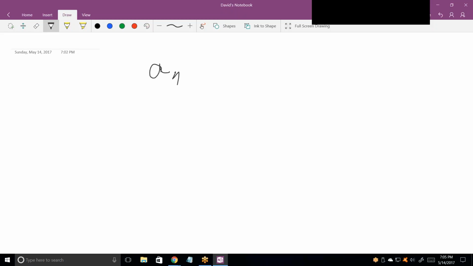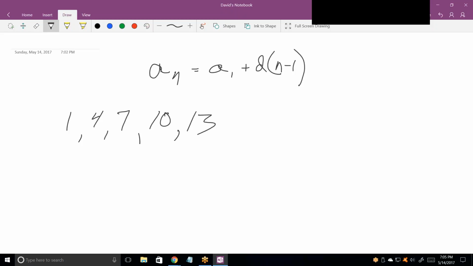Arithmetic sequences are defined, what they essentially are is any sequence that's separated by a constant amount between each term. Okay. That's an arithmetic sequence because of that. Separated by 3. And that makes D 3.